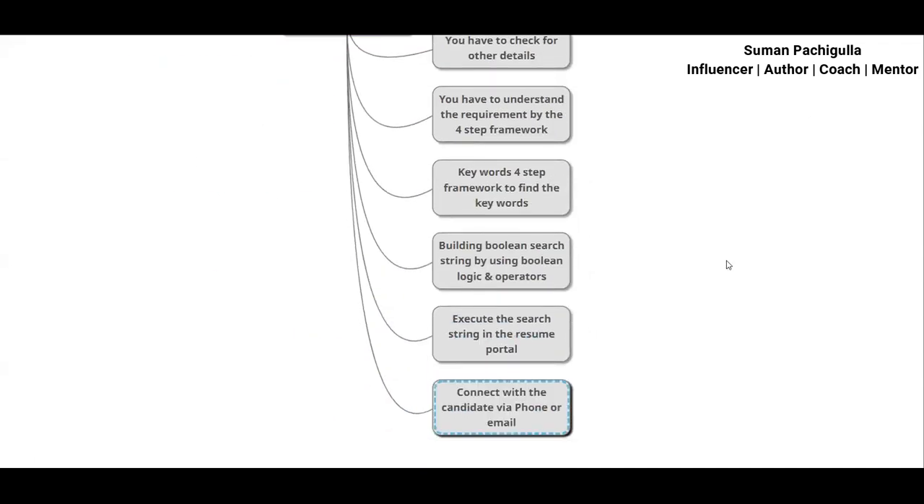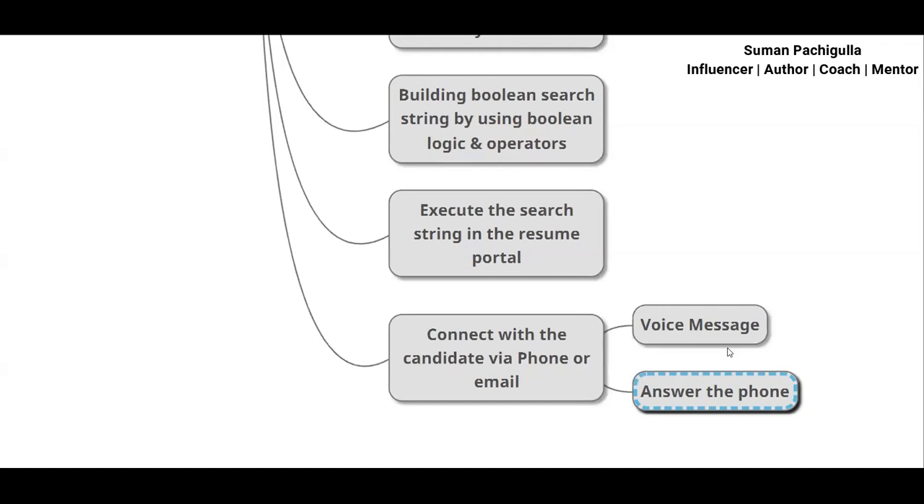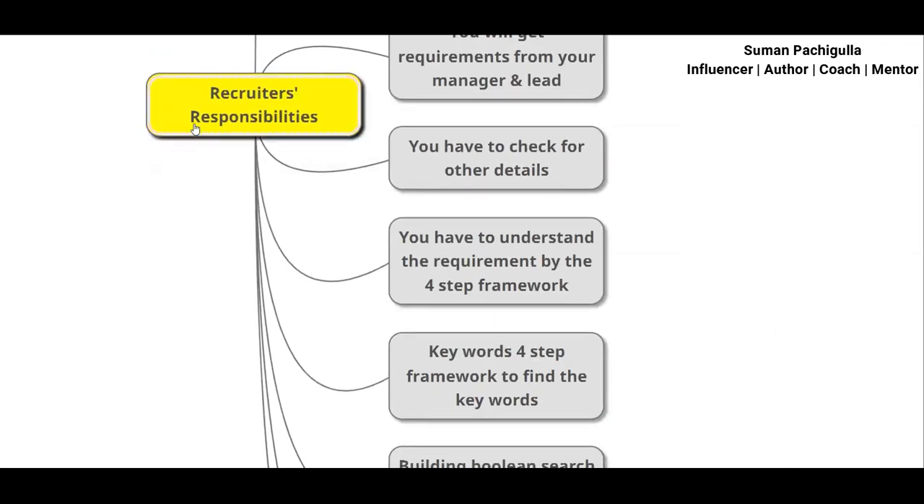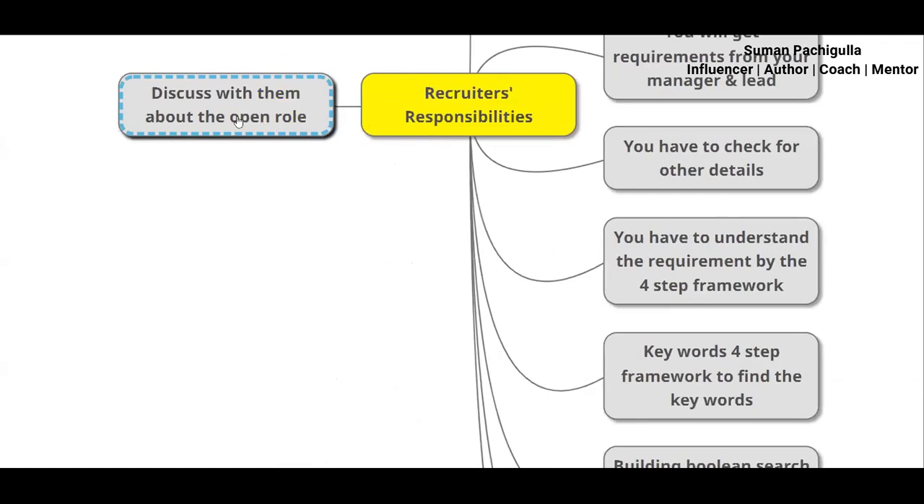Once you connect with the person, if you call, it may go to their voice message. Sometimes people do not pick up the phone, and it will go to voice message. If they answer your phone, then you need to talk to them about your requirement. Understand, people? Here you are going to discuss with them the open role. This is what you should be doing in the call.